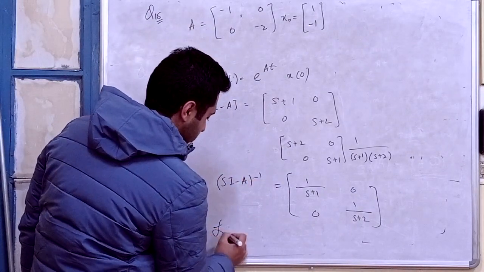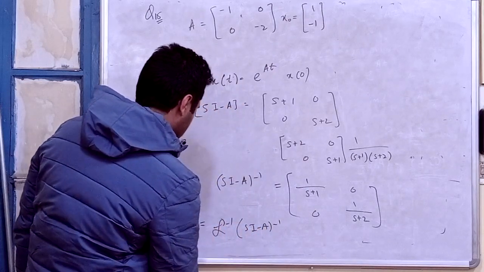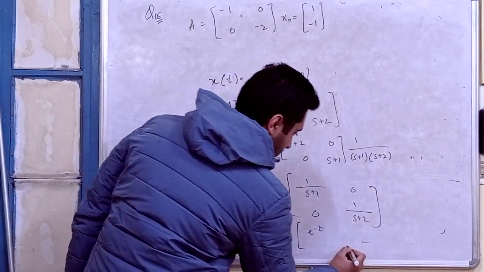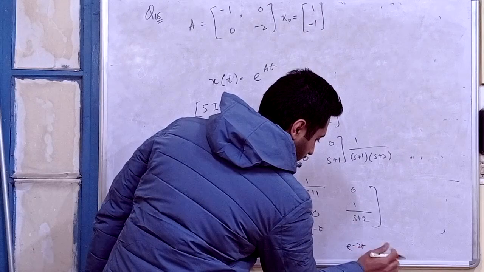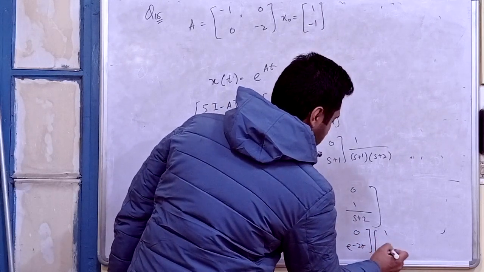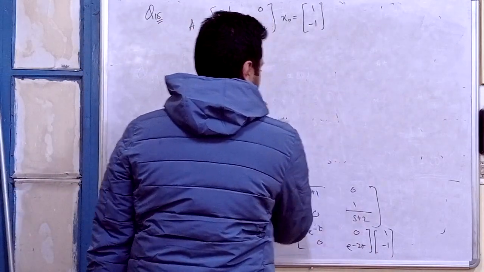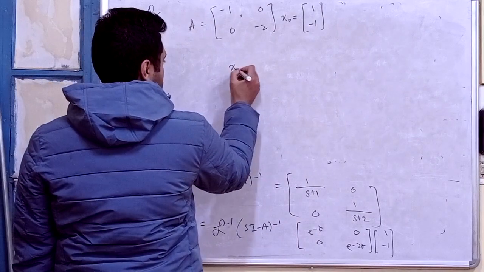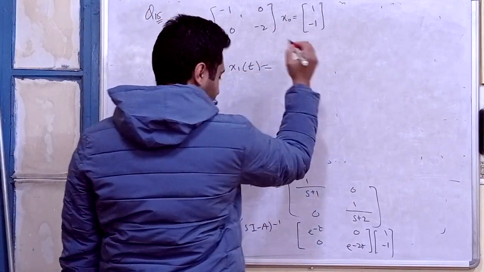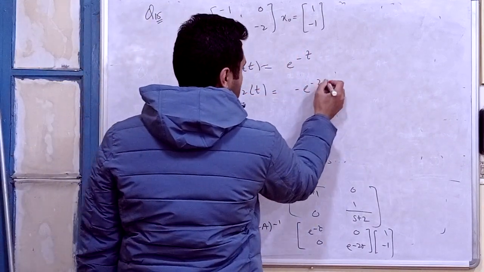Now you have to take the Laplace inverse of sI minus A inverse. That is equal to your e to the power At. This is e to the power minus t, e to the power minus 2t, 0, 0. And x0 is 1, minus 1. So how much is your x1(t)? e to the power minus t. How much is your x2(t)? Minus e to the power minus 2t.